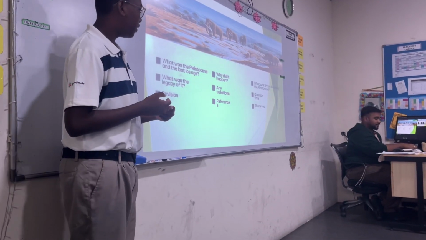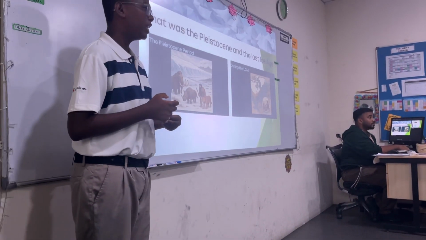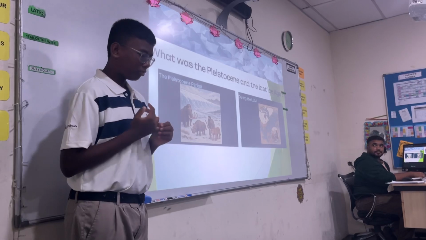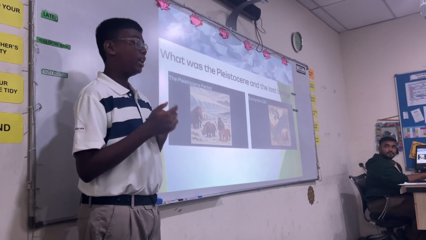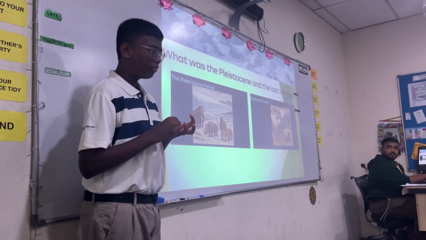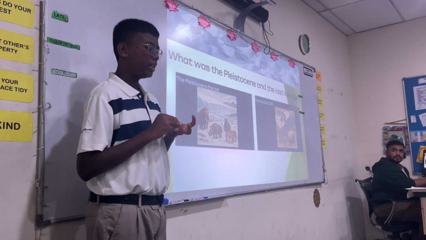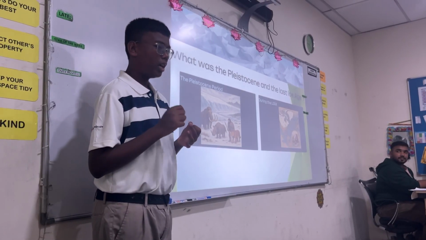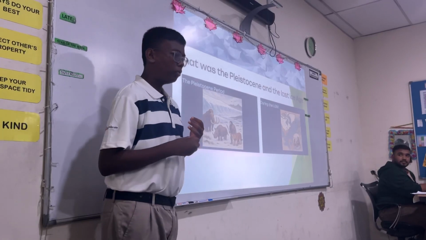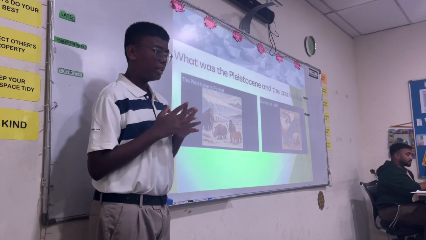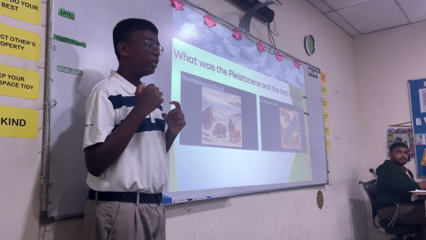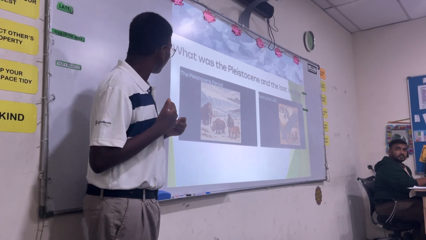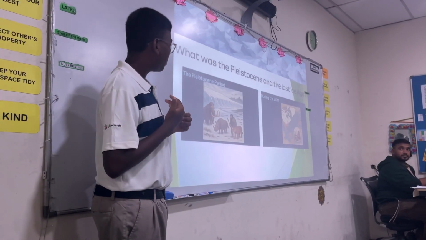As we are moving on to our presentation, what was the Pleistocene and the last ice age? Well, the Pleistocene was a long, cold period that had a lot of ice ages, with a lot of animals, for example woolly mammoths, woolly rhinoceroses, and a lot more. During the peaks of those ice ages, there was something called the LGM, the last glacial maximum.